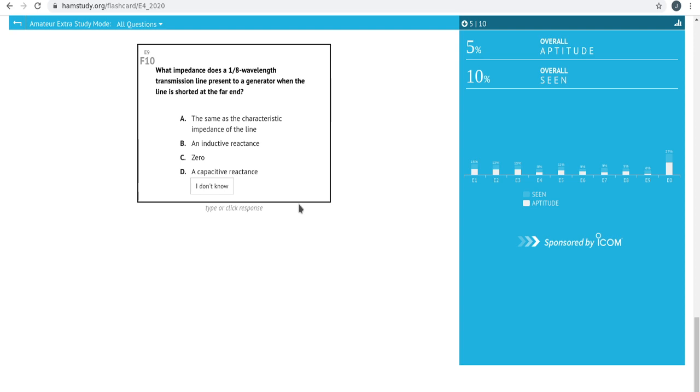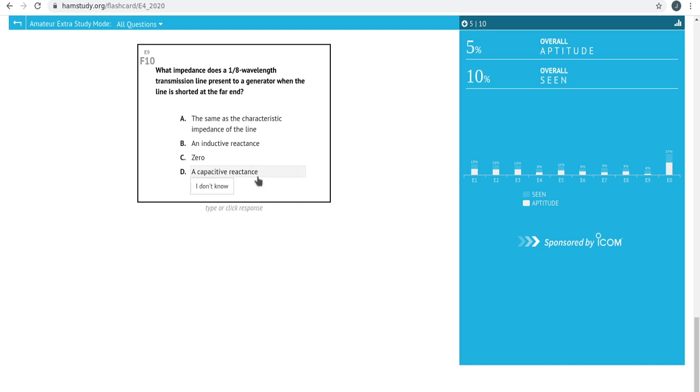What impedance does an eighth wave transmission line present to a generator when the line is shorted at the far end? A, the same as the characteristic impedance of the line. B, inductive reactance. C, zero. D, capacitive reactance.